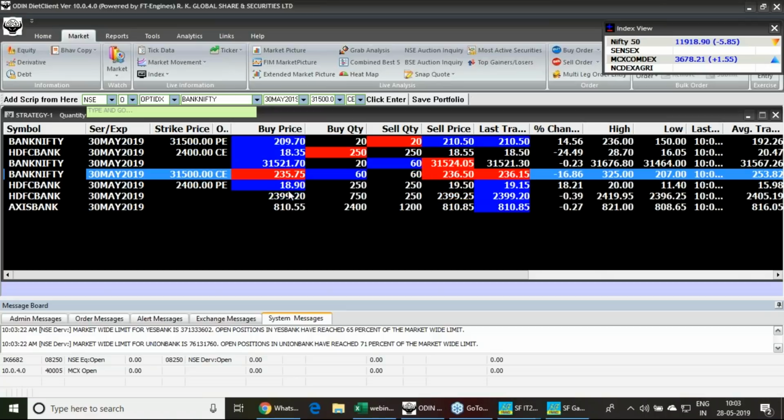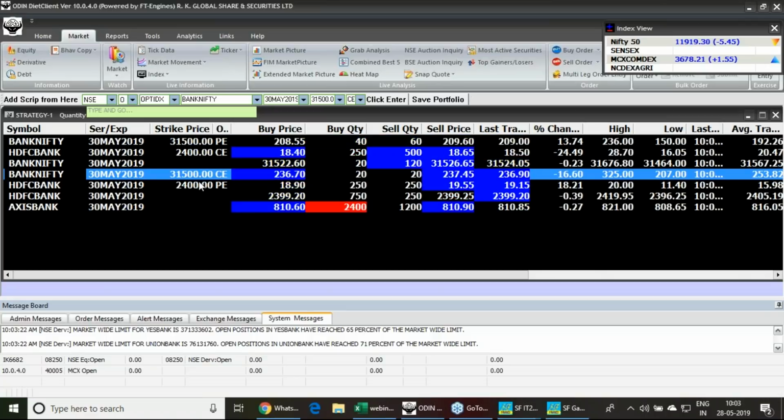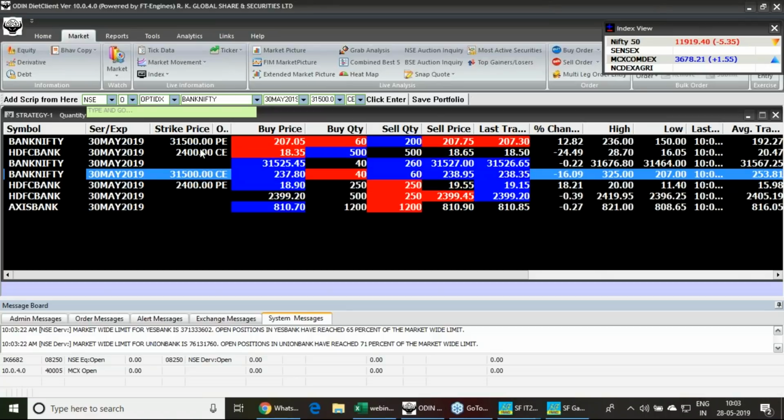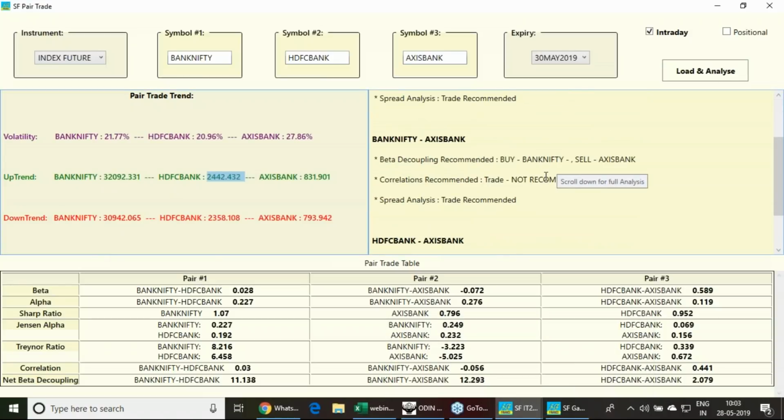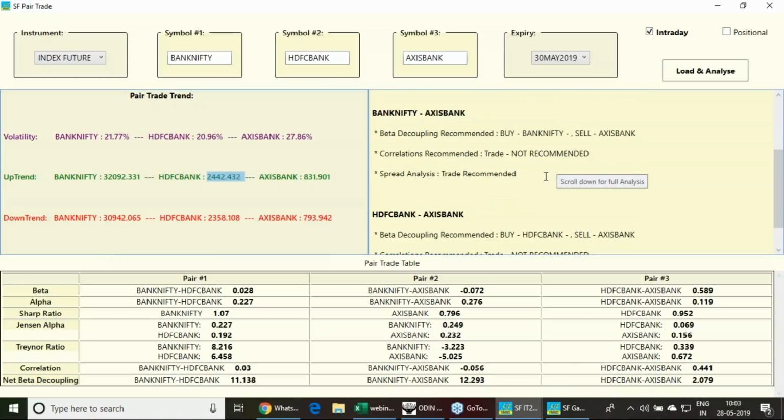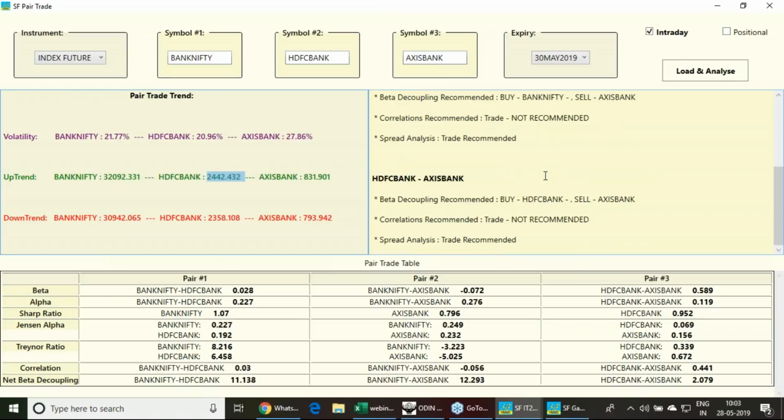Just observing these intraday trades won't give you many opportunities. Many times you won't get the opportunity to trade intraday as per the beta decoupling. But today it is giving you an opportunity. Once it gives you an opportunity, it is giving you 3 pairs to trade. 3 pairs, observe.